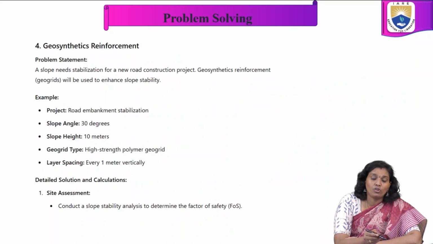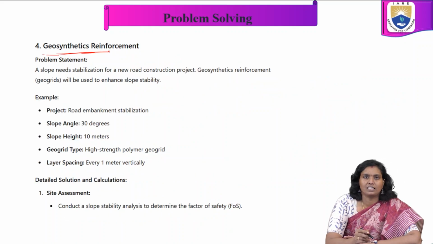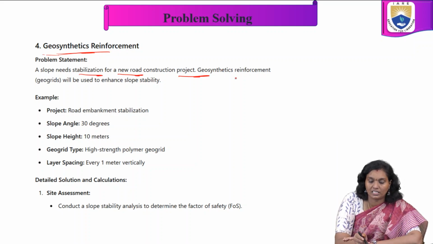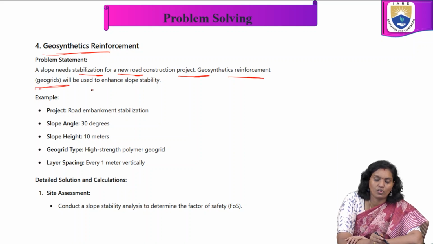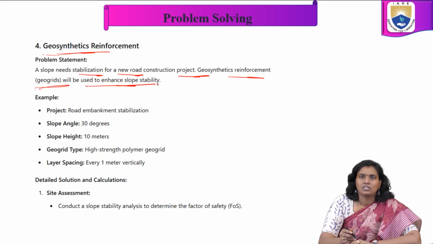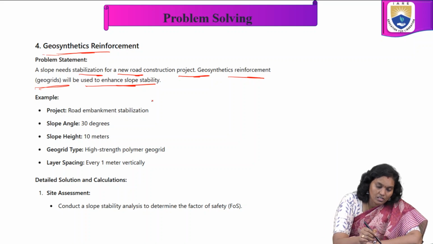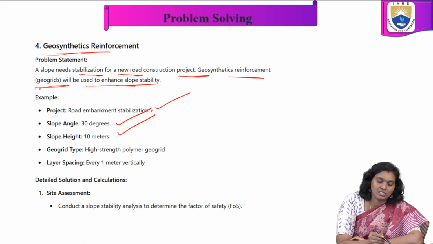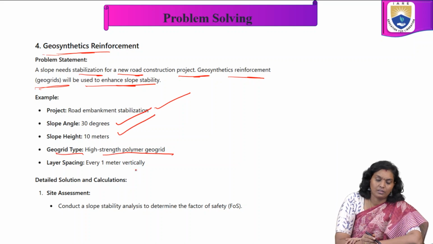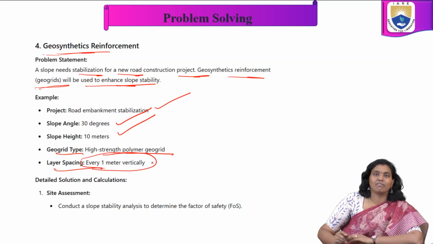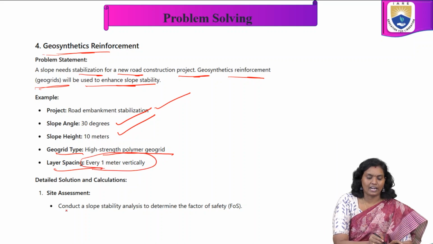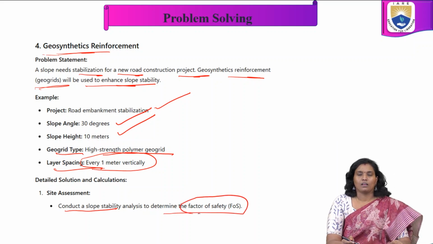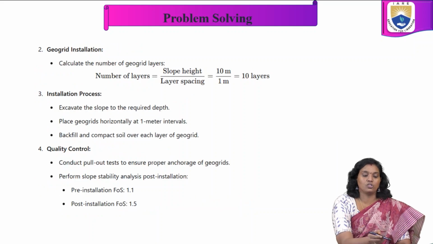Now, one more technology, that is geosynthetics reinforcement. In this, a slope needs stabilization. For a new road construction project, geosynthetic reinforcement, that is geogrids, will be used to enhance the slope stability. So for road embankment stabilization, slope angle is 30 degrees, slope height is 10 meters, geogrid type is high strength polymer geogrid. In this, the layer is every 1 meter vertically. In the site assessment, conduct a slope stability analysis to determine the factor of safety. For this, we are understanding the geogrid installation.